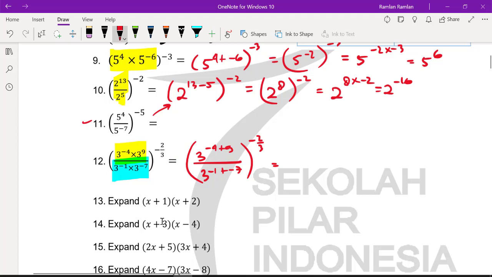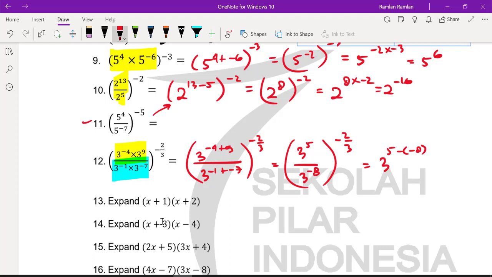Don't forget. Okay, now we can just add the power over here, which is just 5. That'll be 3 to the power of 5 for the numerator, and this one here, 3 to the power of negative 8. Again, to the power of negative 2 over 3. Okay, now we can simplify this one by subtracting the power. It'll be 3 to the power of 5 minus negative 8.